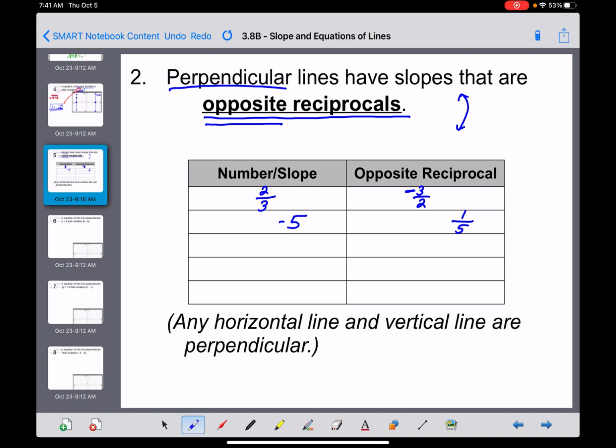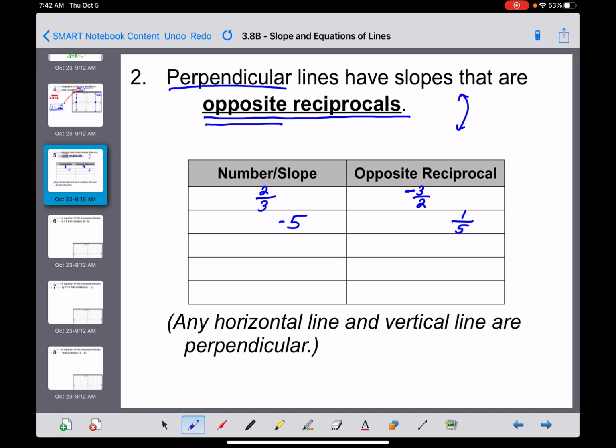I wanted to point out right there that a lot of people sometimes get in the habit of using the phrase negative reciprocal, and I think that's a really bad idea, because when you say that my perpendicular slope is a negative reciprocal, that implies that it always needs to be negative. And really the word opposite is more accurate right there, guys, because whatever it was, we changed the sign of it.